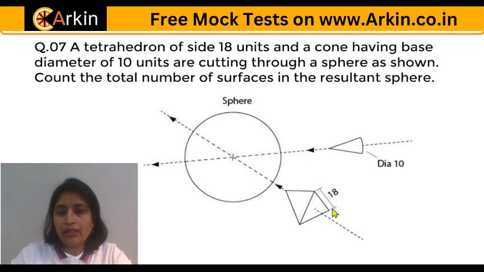So this tetrahedron will make a triangular hole in this. Because of that triangular hole, the number of surfaces will be 3, and the outer one 4. Now this cone will make a circular hole, and because it has a diameter less than this 18, it will pass through this inside. So it will be a circular hole which will be divided into two parts. So one surface and two surfaces. So two surfaces from this, three surfaces from this, and the outer one. So a total of 6 surfaces should be there.